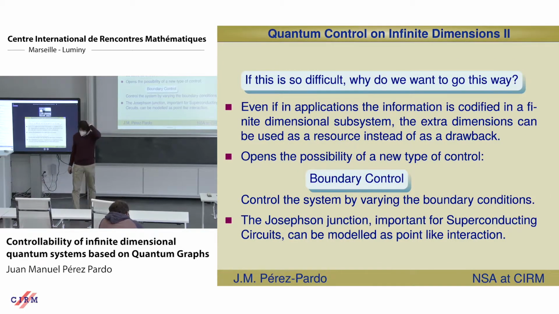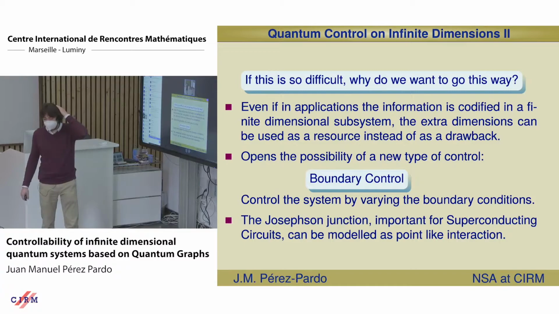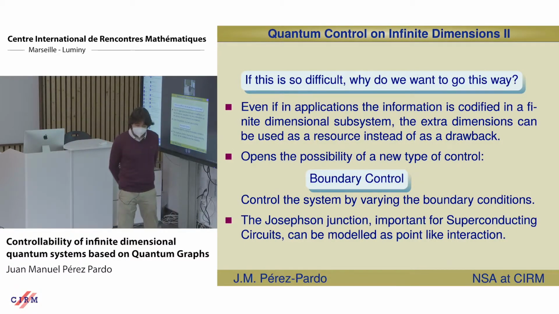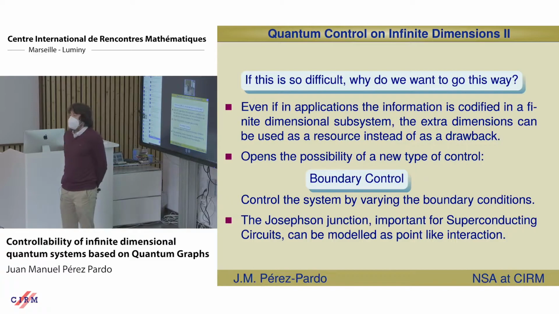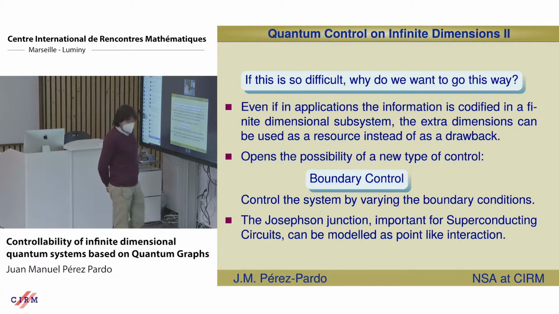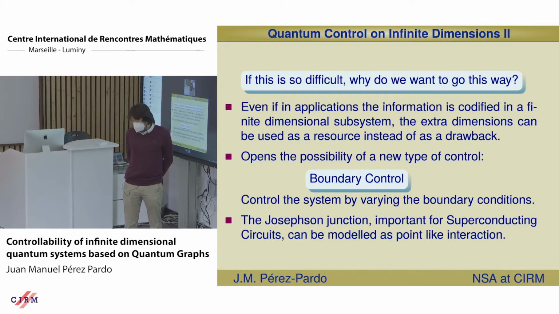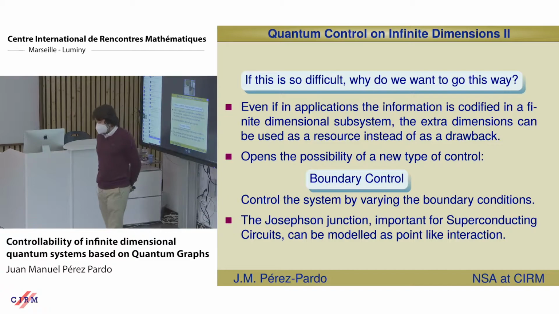So, but if going to infinite dimensions is so difficult, and we have already seen that the finite dimensional way of working did work so well, why do we want to go actually to infinite dimensions? Well, the reason is that these truncation errors that they get, they are really difficult to handle.